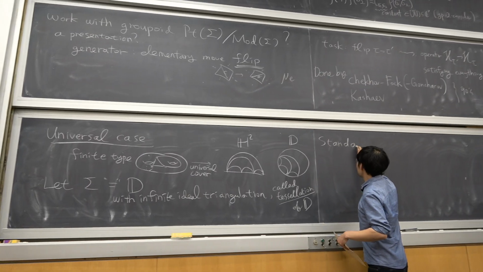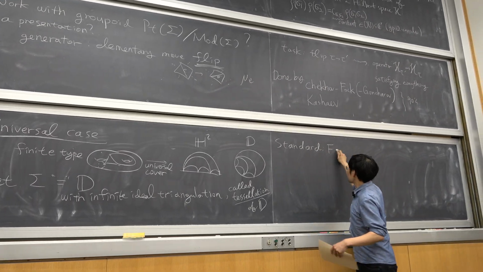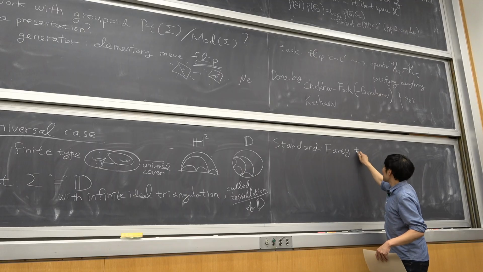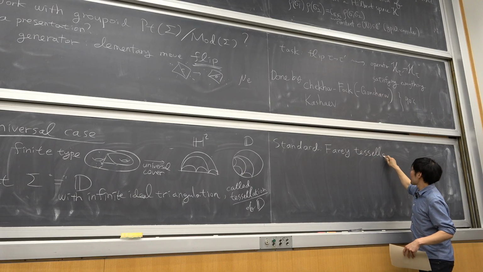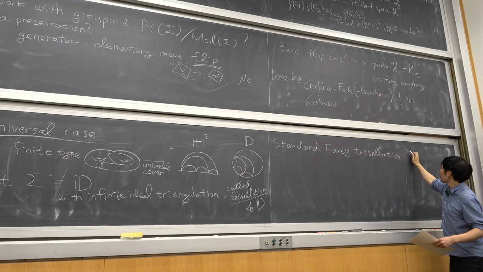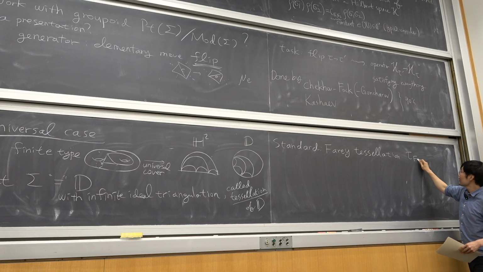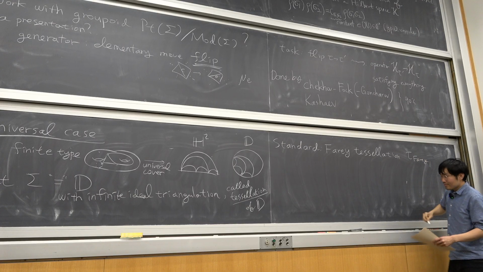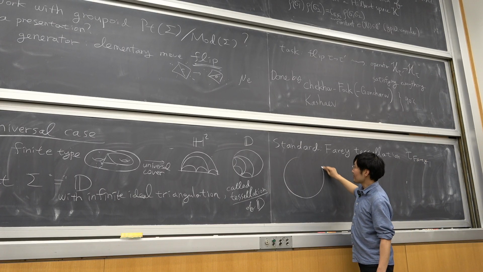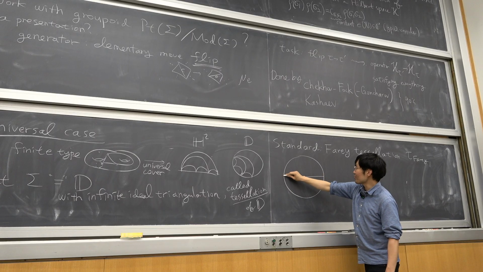The standard tessellation is called the Farey tessellation. I'll call it tau Farey on the open unit disk.